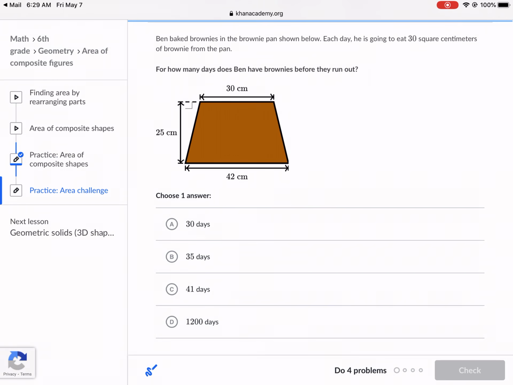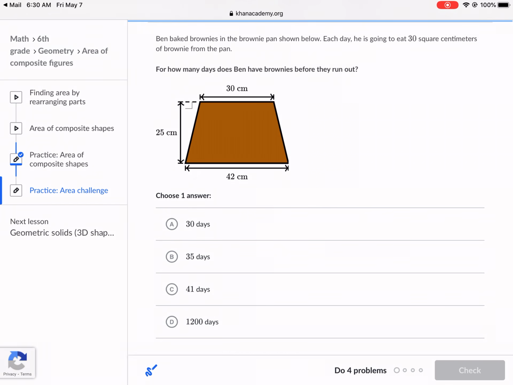Ben baked brownies in the brownie pan shown below. It's almost like a she sells seashells type of question. Each day he is going to eat 30 square centimeters of brownies from the pan. Okay, very oddly specific. For how many days does Ben have brownies before they run out?